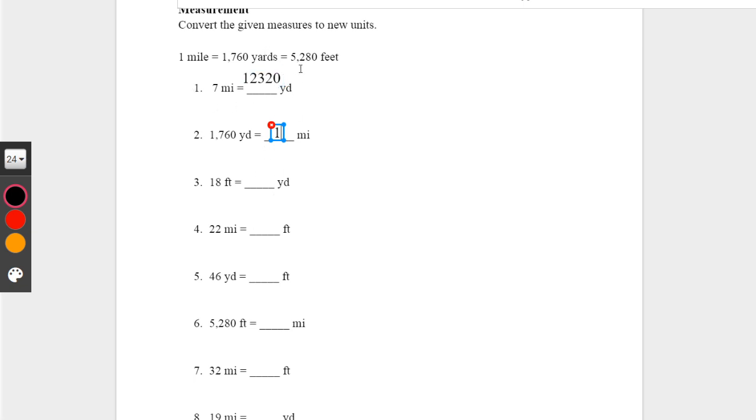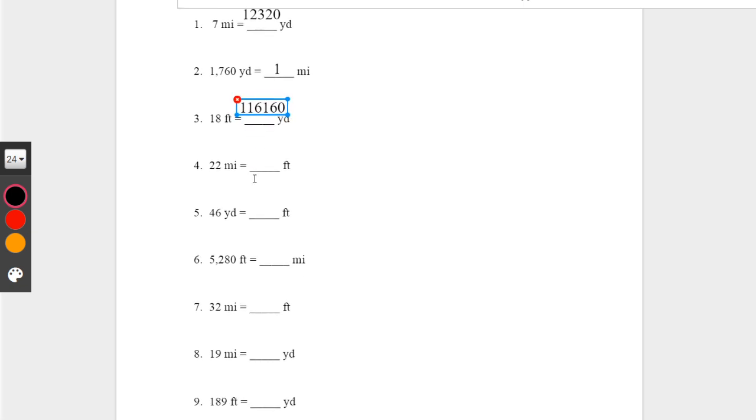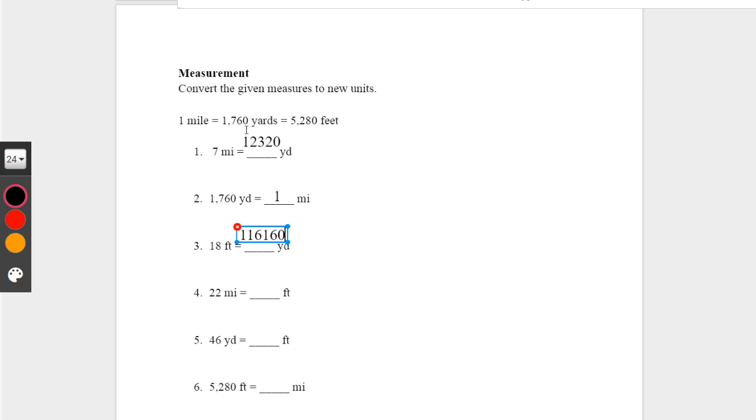So we can see that 5,280 feet equals 1 mile. So if we just multiply 5,280 times 22, you would get, that's a big number, 116,160 feet. I mean yards. Yeah. So it's easier because we have the measurements here. Just multiply well, and you'll be fine.